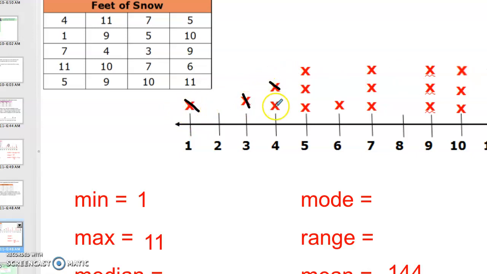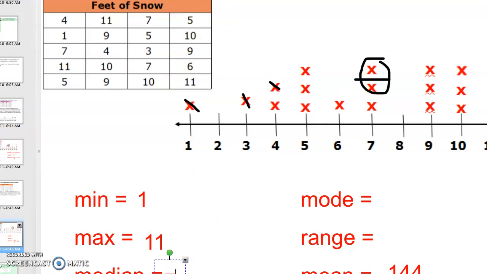So 1, 2, 3, 4, 5, 6, 7, 8, 9, 10. So it's right here. There's 10 numbers before it. And there will be 10 numbers after. 3, 6, 9, 10. Okay. So your median is in between these two numbers, 7 and 7. So your median is 7.